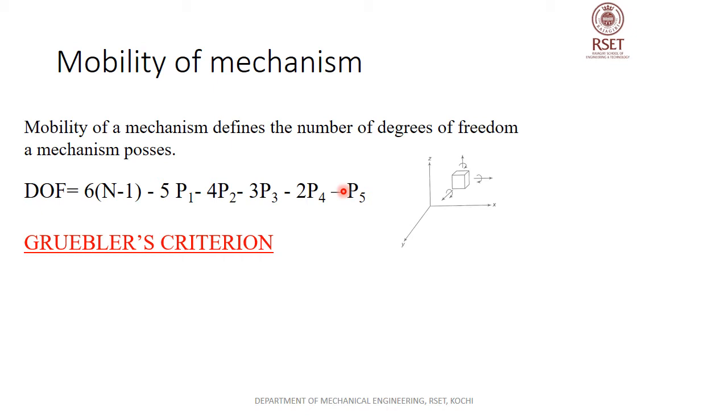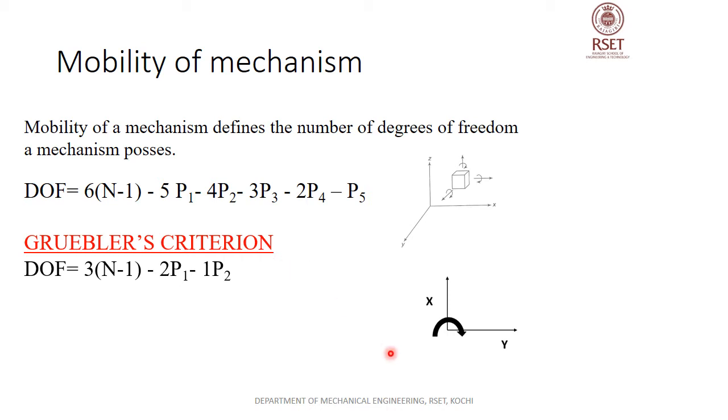Grubler's criterion is a reduced form of this equation. Grubler's criterion is used for finding the degree of freedom of a planar mechanism. The first equation which I have shown is about the degree of freedom of a spatial mechanism. We are considering 3 mutually perpendicular axes, but in the case of planar motion, we need to consider only 2 perpendicular axes, that is the x and y axes.